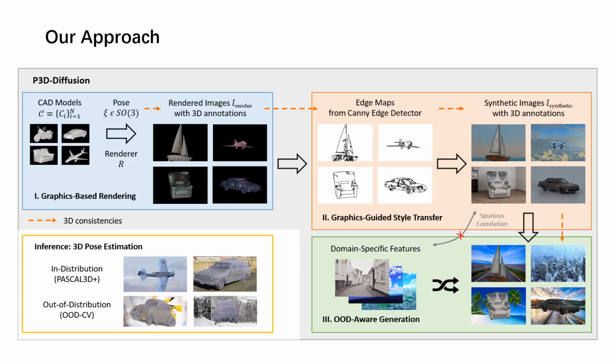Our approach learns 3D pose estimation from our synthetic dataset P3D diffusion, where CAD models are rendered under randomly sampled viewpoints. Additionally, we applied diffusion models to transfer the style of synthetic images while maintaining 3D consistencies. To address out-of-distribution challenges, our OOD-aware generation method breaks the spurious correlations between task-related semantic information and domain-specific background features. Using P3D diffusion, we propose CC3D that allows for accurate 3D pose estimation on real data, even in challenging domains considered to be out of distribution for standard benchmarks.